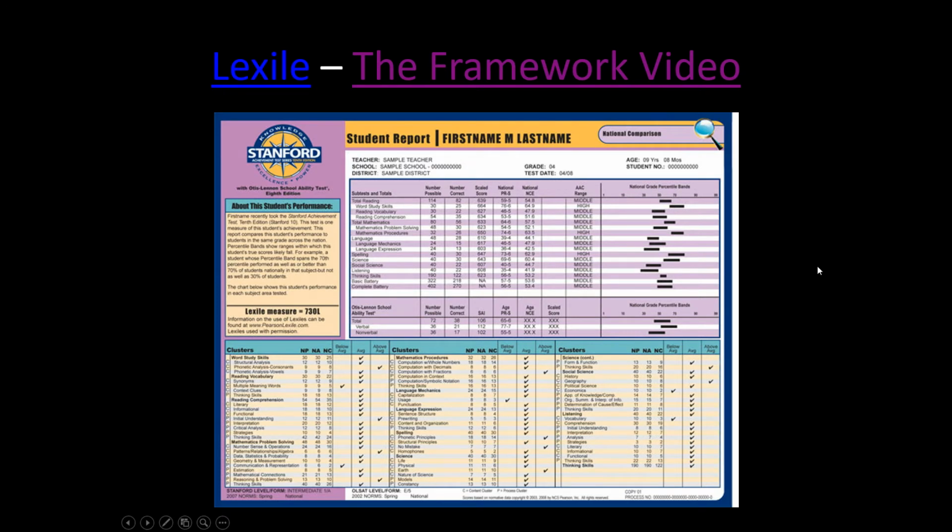The second way we're going to look at how texts are leveled is a thing called Lexile readability. So here's a copy of a Stanford reading achievement test, and you would see Lexile level in this kind of standardized test. So the test is saying, well, this student who's in, let's see, what grade is this student in? 4th grade, right here, 4th grade student, is reading a 730 Lexile. So let's figure out what that means. What is a 730 Lexile?